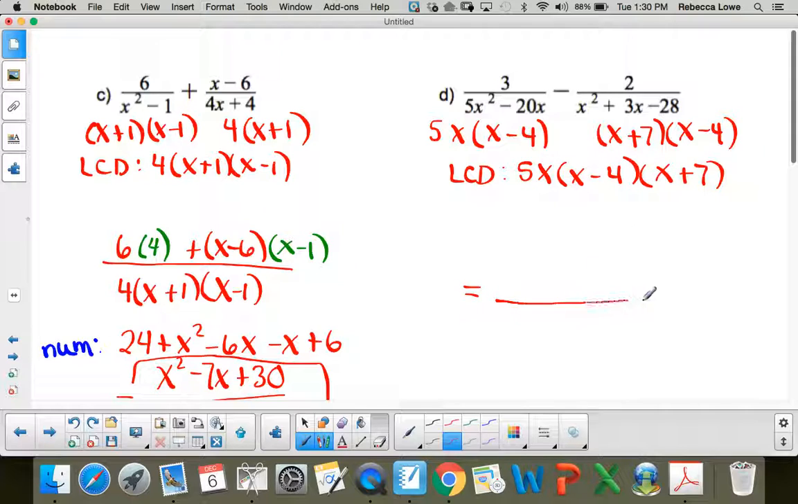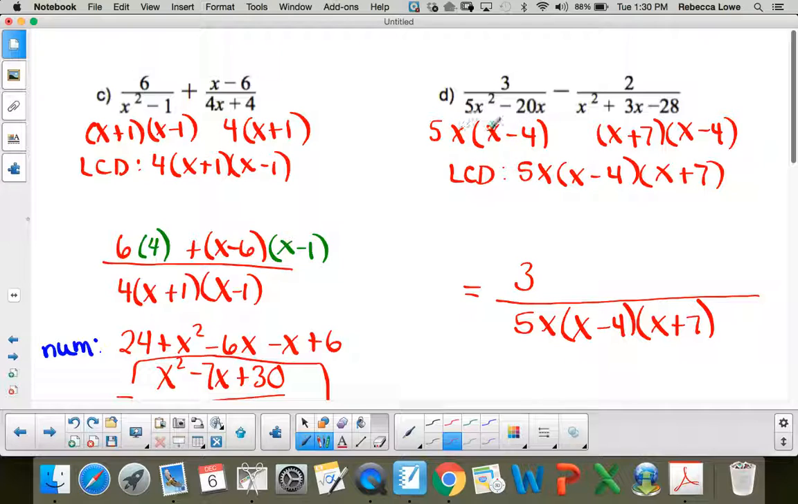And now I'm going to write my equivalent fractions all over my common denominator. Because remember, when you add or subtract fractions, you add the numerators and you keep the denominator. So it'd be a waste of time for me to write both of these fractions with the same denominator because they're going to wind up having the same denominator. So anyways, I'm going to look at the 3 now.